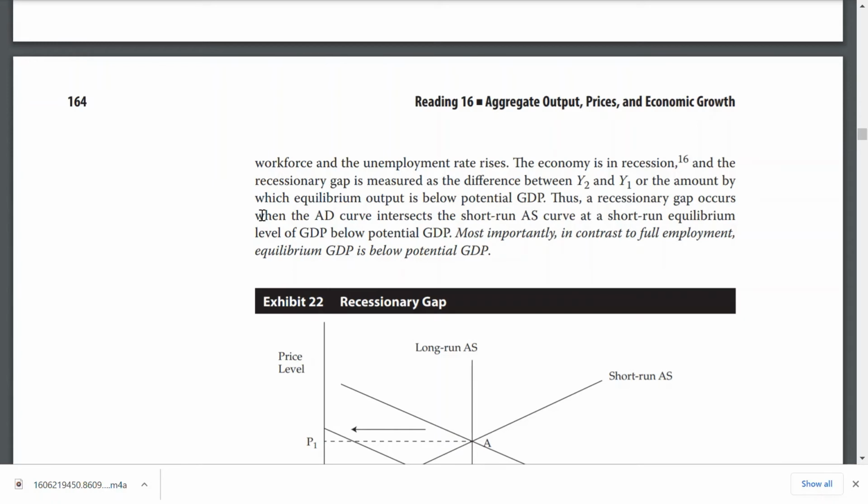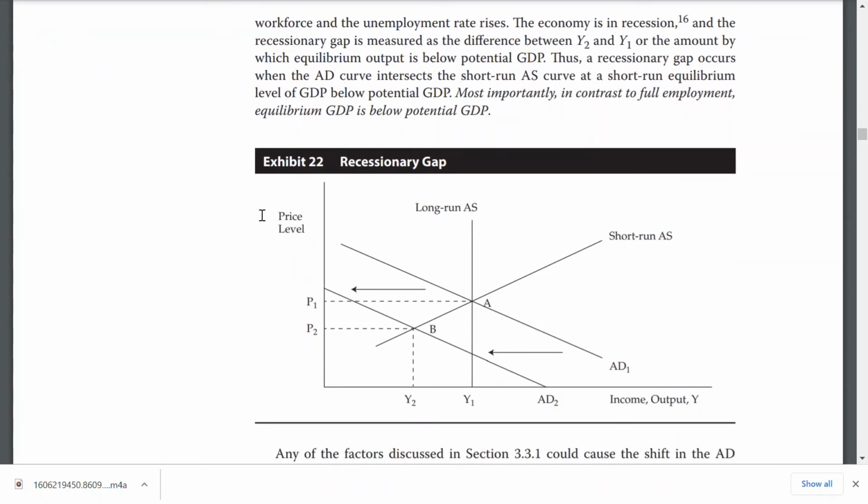Thus, a recessionary gap occurs when the AD curve intersects the short-run AS curve at a short-run equilibrium level of GDP below potential GDP. Most importantly, in contrast to full employment, equilibrium GDP is below potential GDP. So this is what a recessionary gap looks like, when the short-run equilibrium, or the aggregate demand curve, is at a level lesser than the long-run aggregate supply.